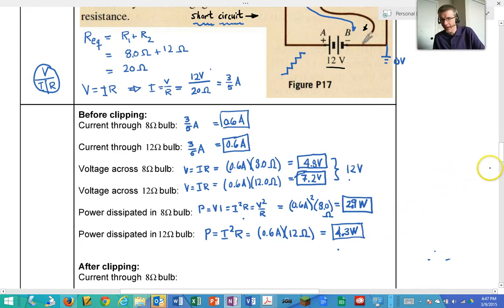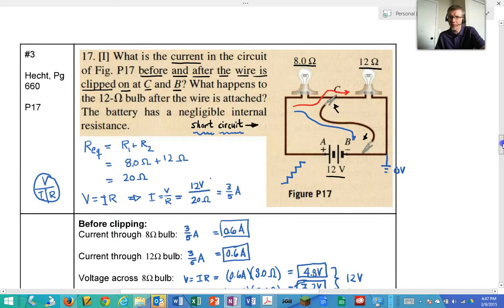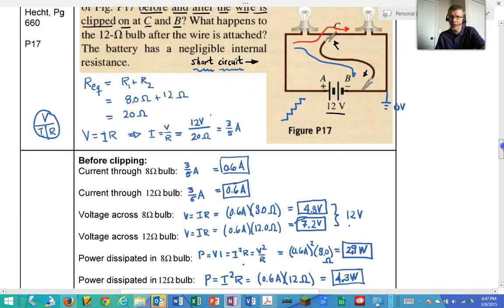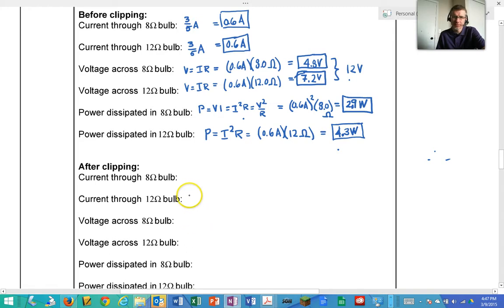So now, I clip the circuits, which just means I short circuit the 12 ohm bulb. And the question is, what's the current through the 8 ohm bulb? So current, V equals I times R. When I want to know the current, it's voltage divided by resistance. So I've got current equals voltage divided by resistance equals 12 volts divided by 8 ohms.